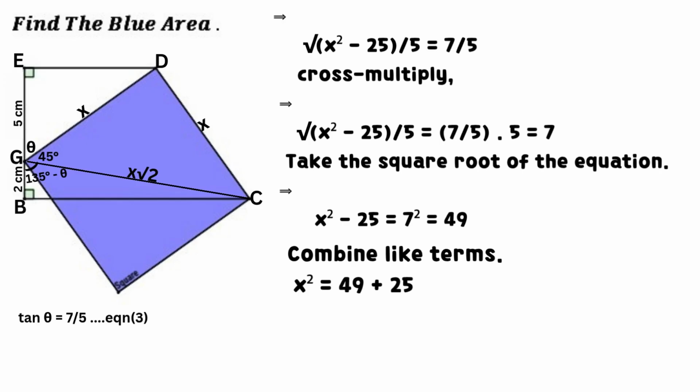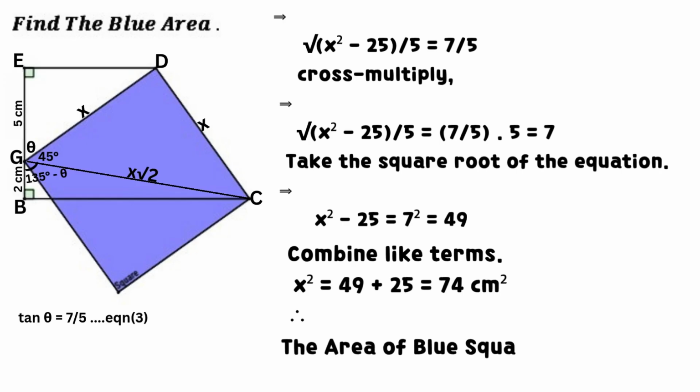Combine like terms. We have that x squared equals the sum of 49 and 25, which equals 74 square centimeters. Therefore, the area of the blue square equals 74 square centimeters.